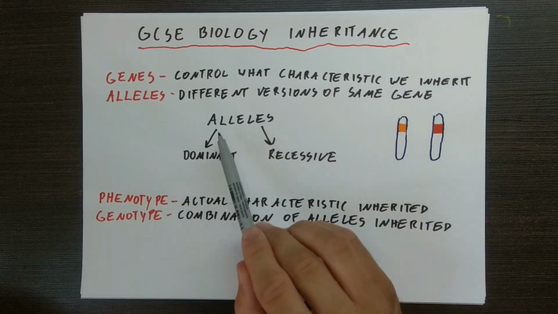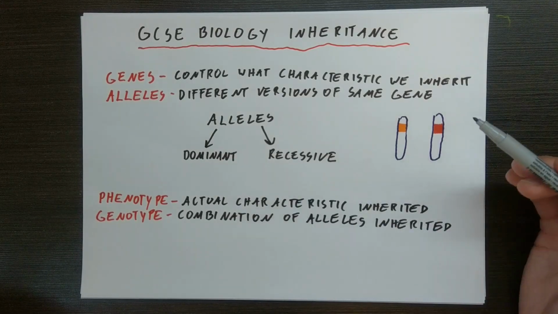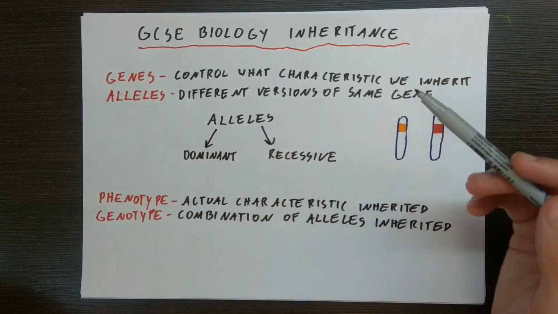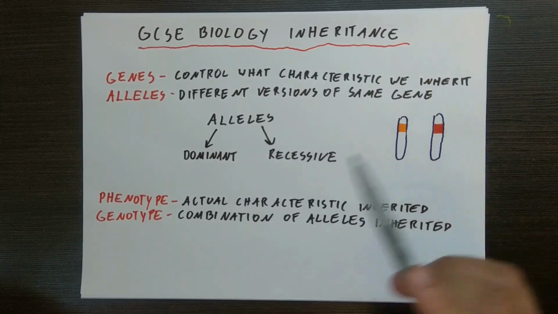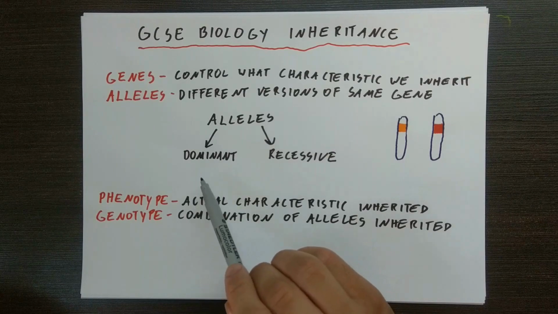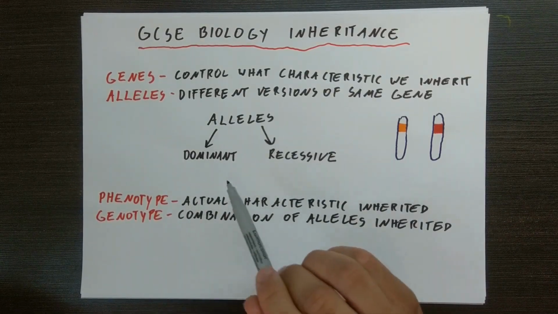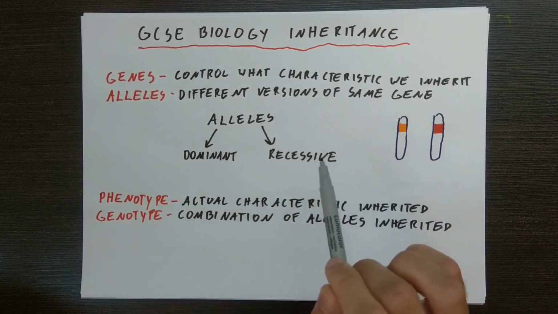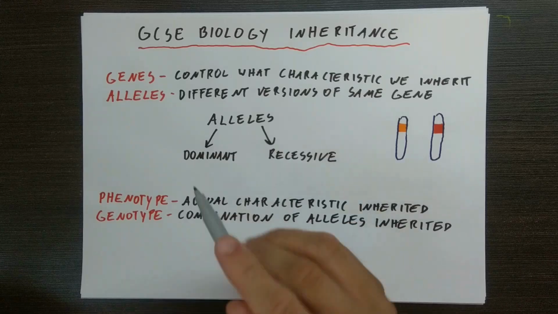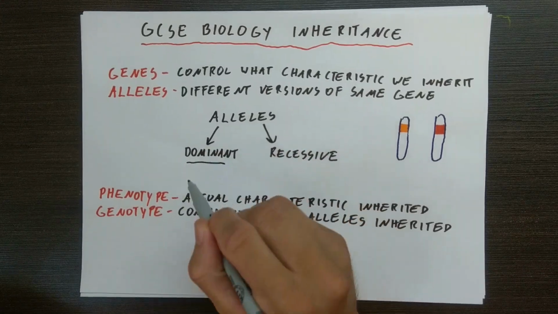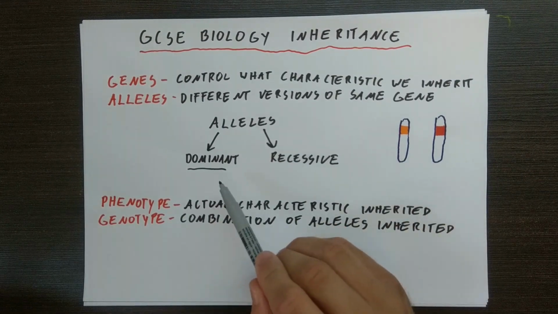Now, alleles can be dominant or recessive. Actually, there are more groups, but as far as GCSE biology is concerned, for now alleles can be either dominant or they can be recessive. Now, what does it mean? It means that if two alleles come together, the characteristic that you will get is the characteristic encoded by the dominant allele.